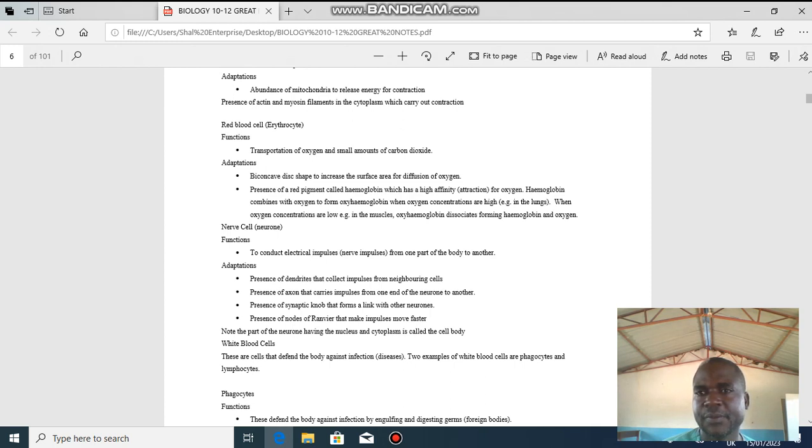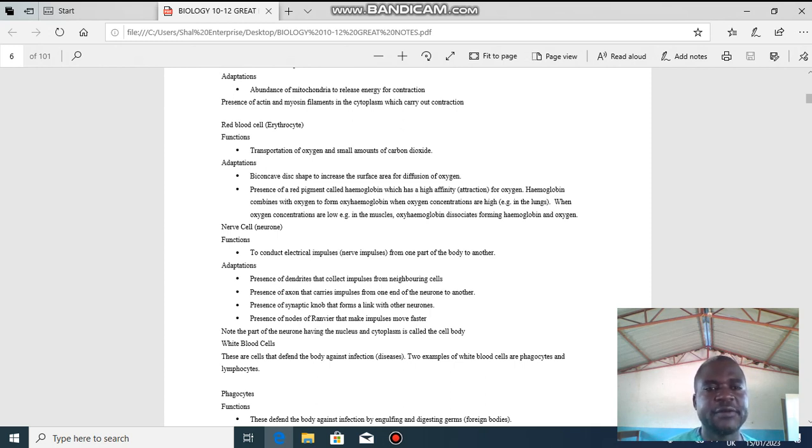In the previous session, we were looking at cell specialization, under animal cell specialization. We started looking at the red blood cell, erythrocytes. We'll start from there because there was a disturbance. So we continue under cell specialization, animal cell specialization in particular. We have a red blood cell, which is called erythrocyte. I said the function is to transport oxygen and a small amount of carbon dioxide.